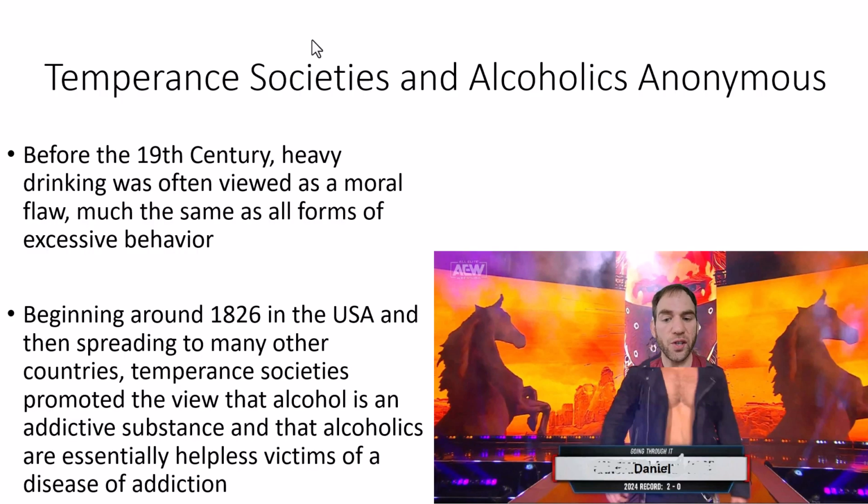Before the 19th century, heavy drinking was normally viewed as a moral flaw, much the same as all forms of excessive behavior. Beginning around 1826 in the US and then spreading to many other countries, temperance societies promoted the view that alcohol is an addictive substance and that alcoholics are essentially helpless victims of a disease of addiction.